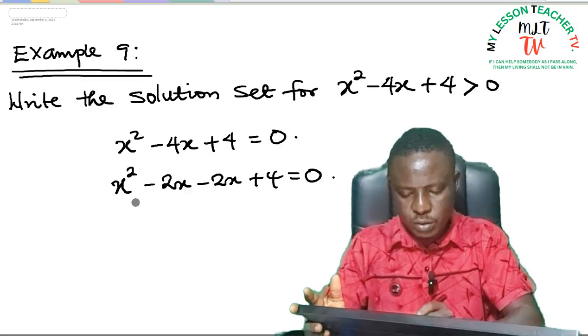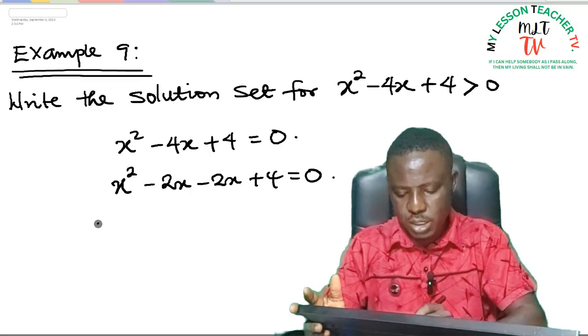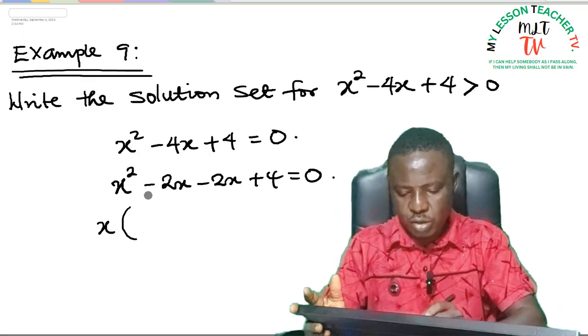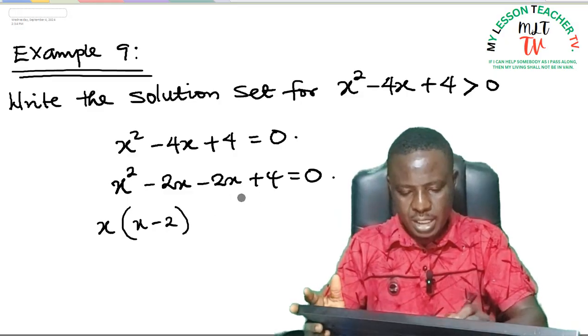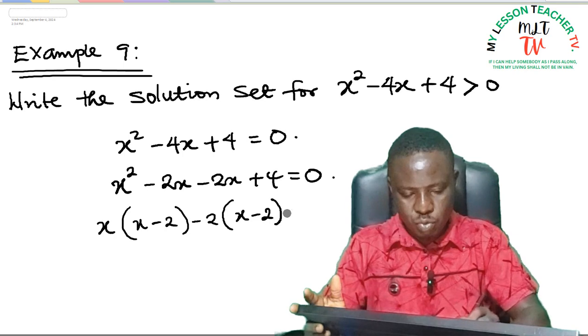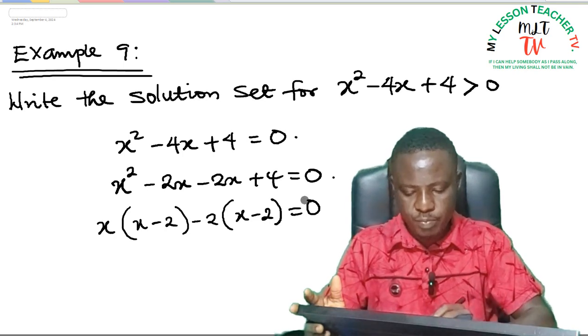Factorizing them in twos, considering the first two terms, x is common. And when you factorize x from them, you have x minus 2. Looking at the next two terms, minus 2 is common. When you factorize out minus 2, you have x minus 2, which is equal to 0.